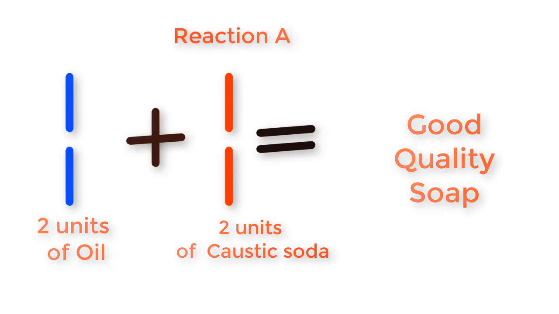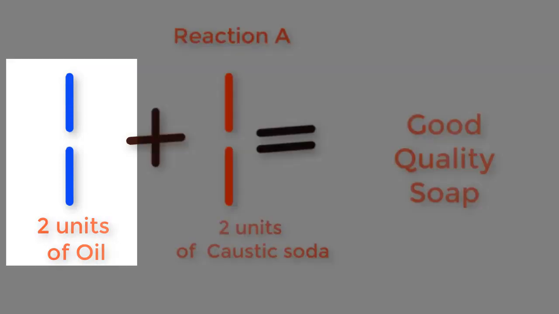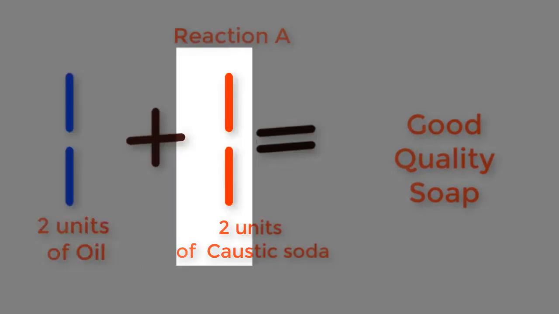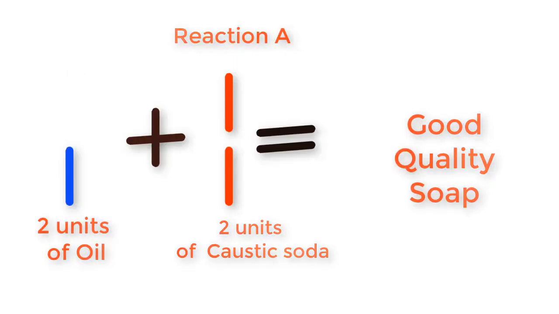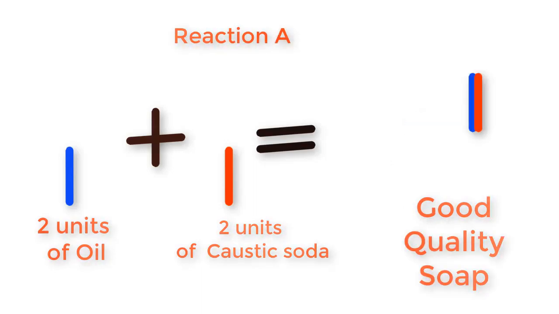How do you identify a good quality soap? Now let's see what makes it good. One unit of oil, represented by the blue strokes, while the caustic soda is represented by the red strokes. So let's see. One unit of oil combined with one unit of caustic soda, CS, forms one unit of soap. Another unit of oil combined with another unit of caustic soda, CS, forms a unit of soap.